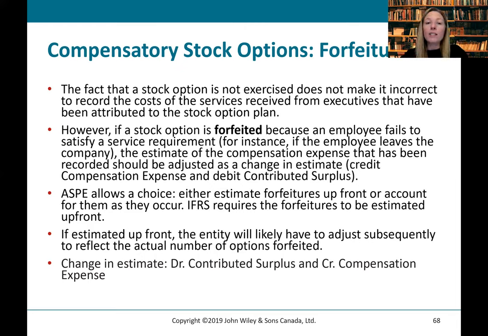ASPE allows a choice where either we can estimate people that are going to leave up front, or we can account for them as they occur. IFRS says we have to estimate it up front. But either way, there's obviously going to be a difference between our estimate and the actual number of executives that leave. So if there's a significant difference, then we would need to adjust the journal entry.